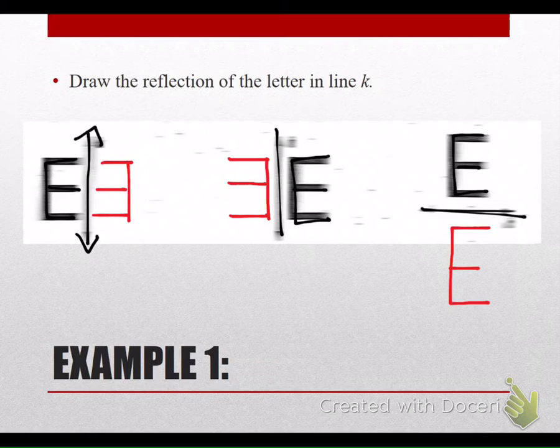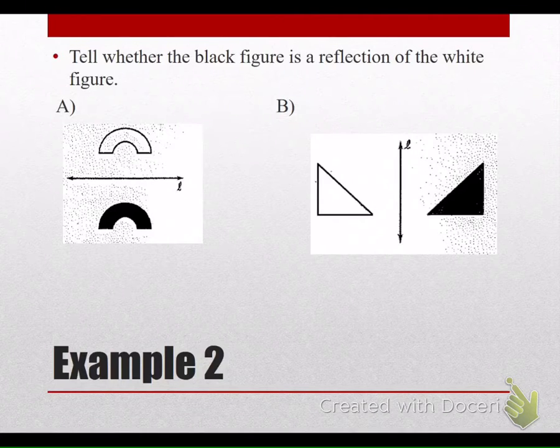Any questions on reflections? For example, too, you can just write yes or no. I don't want you guys spending too much time drawing these things. It's just a yes or no. Is the black figure a reflection of the white? So in part A, is the black a reflection of the white?